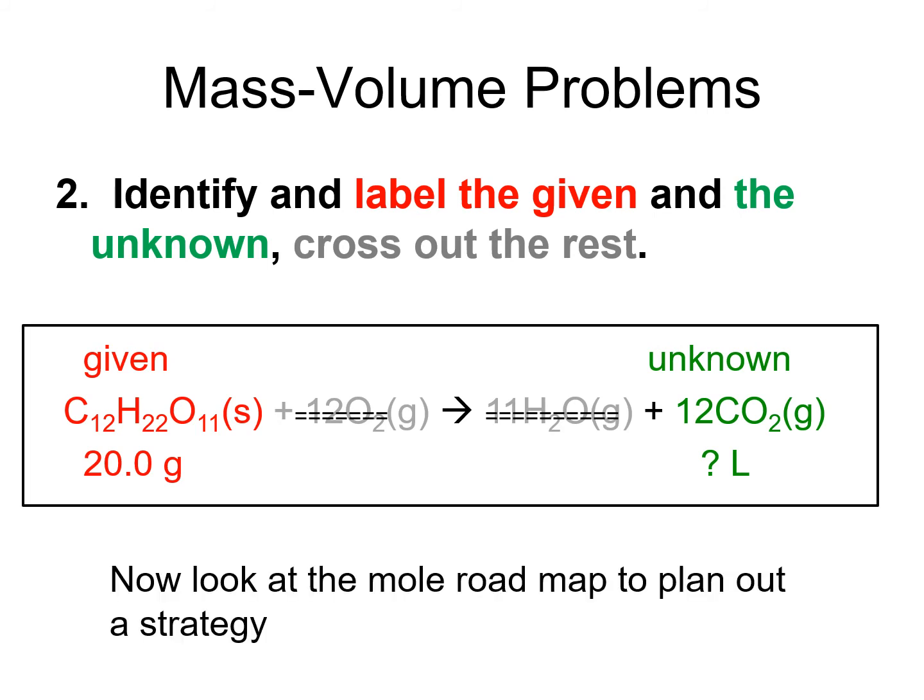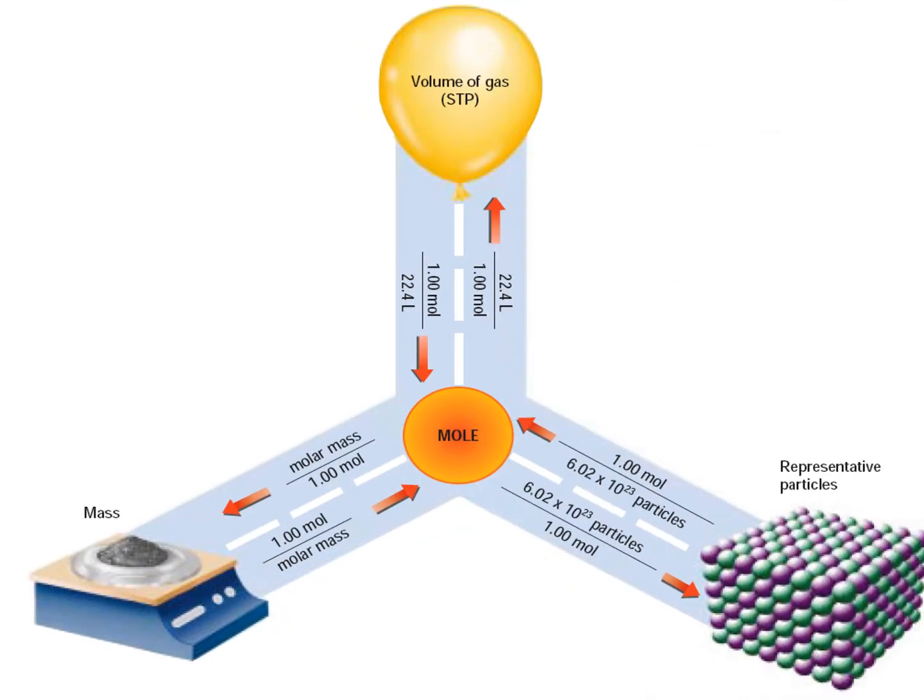If I look at the mole roadmap, I see that I'm starting at mass and I'm going to volume. So if I start at mass and I go to volume, I have to first go through moles. I need to multiply 1 mole over molar mass. In this case, it's 1 mole of sucrose over the molar mass of sucrose. Then I do a mole exchange, and I change it into carbon dioxide to moles. And since I want liters of carbon dioxide, I'll now multiply by molar volume over 1 mole.